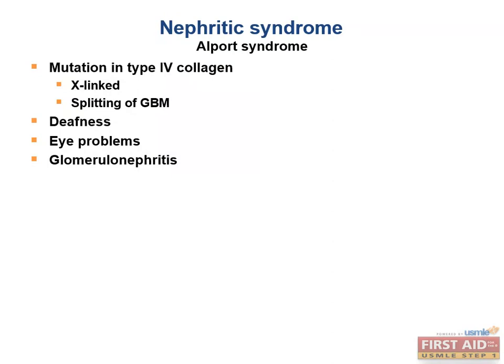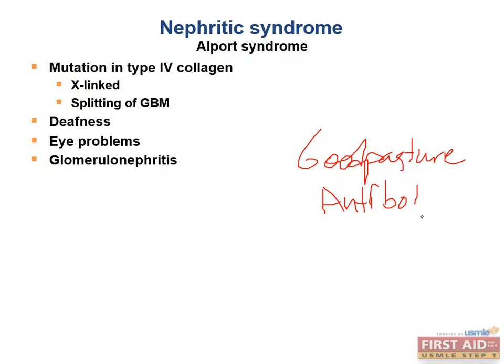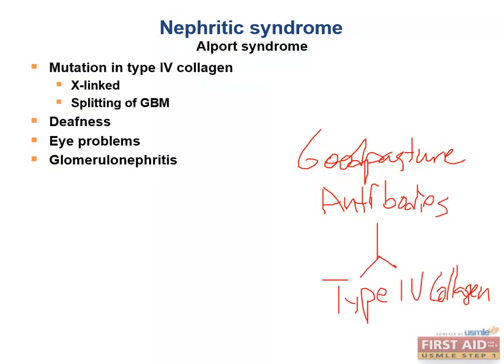Now, what other disease that we mentioned during this section also is the result of pathology involving type 4 collagen? The answer is Goodpasture's. Remember, in Goodpasture, we had antibodies binding to type 4 collagen. So that'll help you keep the two straight. Alport syndrome is when there is a mutation in type 4 collagen, and Goodpasture syndrome is when antibodies are binding to type 4 collagen.